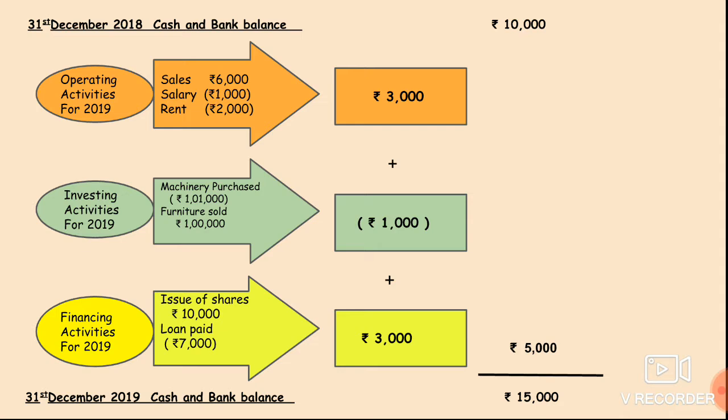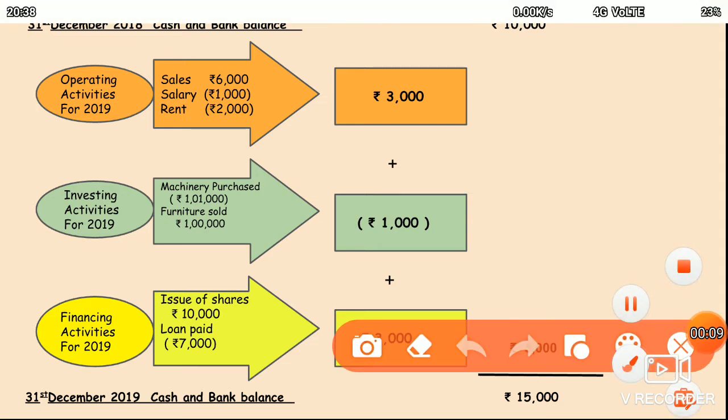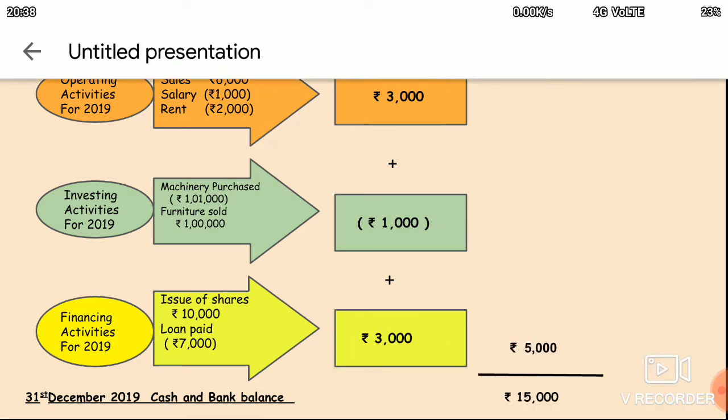Now, let us assume that during the year 2019, due to cash sales of rupees 6,000 and payment made for salary and rent of rupees 1,000 and 2,000 respectively, there is a net cash inflow of rupees 3,000 from operating activities. Now, this inflow of cash from operating activities will be shown in the cash flow statement under the head of cash flows from operating activities.